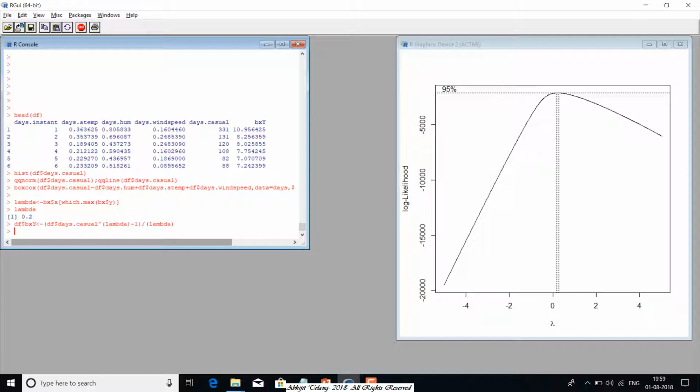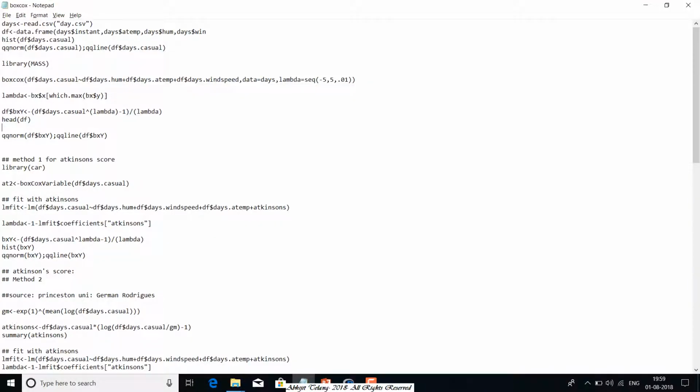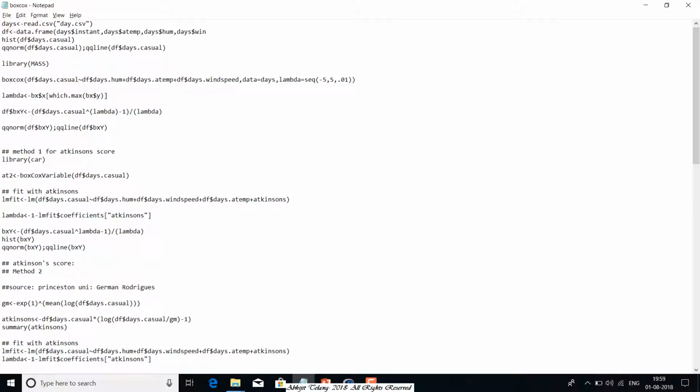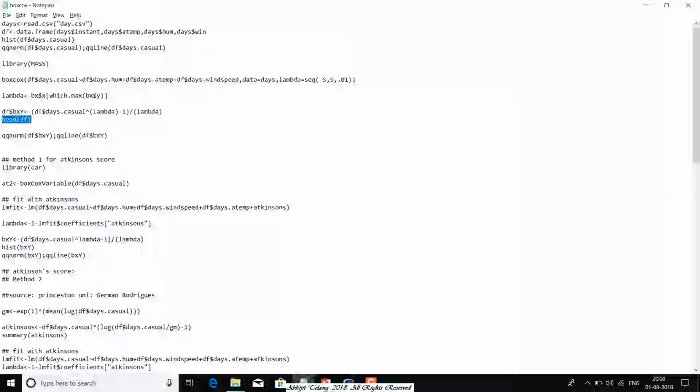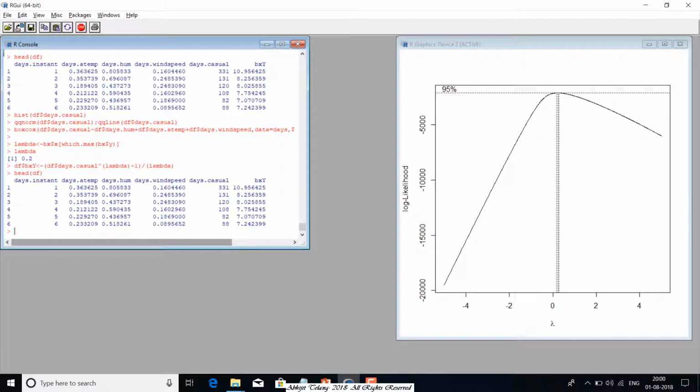So I'm raising the casual count to the power of lambda, subtracting 1, and then dividing by lambda, and we'll quickly take a look at how the values look. You can see that our original count is 331, 131, 150, and so on, and our transformed count is 10, 8, 8, 7. So it's not only reduced in volume, but hopefully it will resemble a normal distribution.